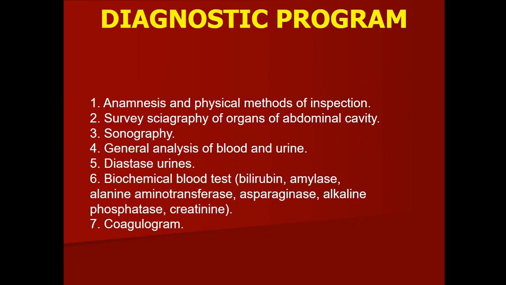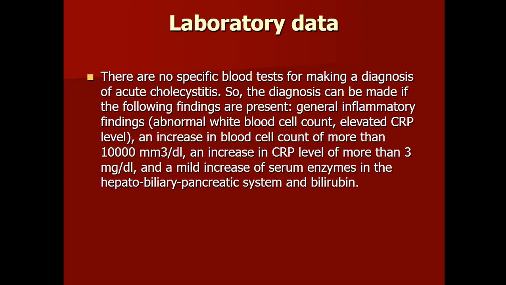The diagnosis program would be, first, anamnesis and physical methods of inspection, scintigraphy of organs of the abdominal cavity, sonography test, general analysis of blood and urine, diastase of urine, biochemical blood test, and coagulogram. As for laboratory data, there are no specific blood tests for making a diagnosis of acute cholecystitis. So, the diagnosis can be made if the following findings are present.